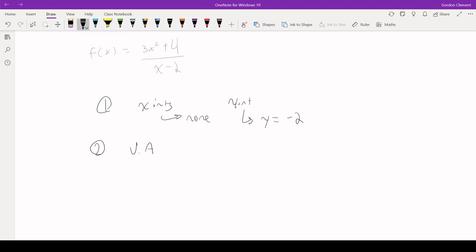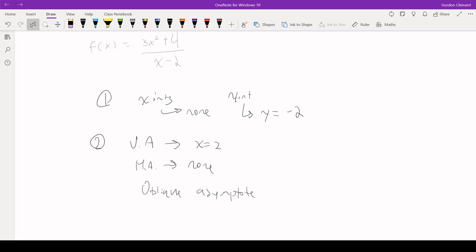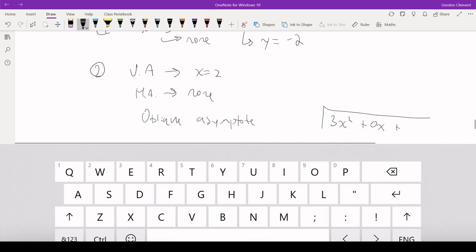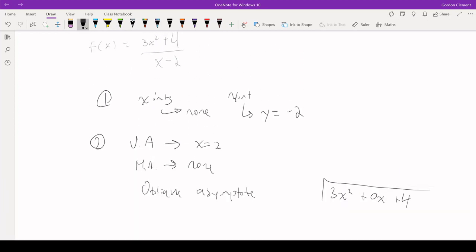Vertical asymptote, at x equals 2. Horizontal asymptote, none. And we are going to get this oblique asymptote. So if you remember, to find the oblique asymptote, you have to kind of divide the top by the bottom. So I'm sure, coming from Marshallin's class, you are a synthetic divider. So you can go ahead and divide that using synthetic division.